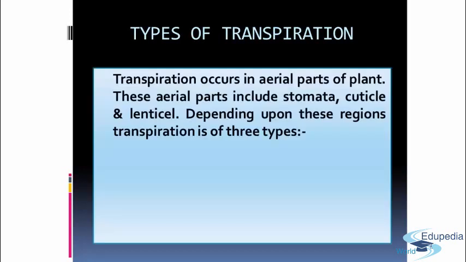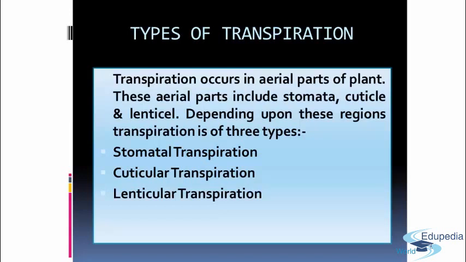See, first of all, it is important to know that transpiration occurs in aerial parts of the plant. These aerial parts include stomata, cuticle and lenticel. Depending upon these regions, transpiration is of three types. What are those three types? Stomatal transpiration, cuticular transpiration and lenticular transpiration. These are the three types of transpiration.